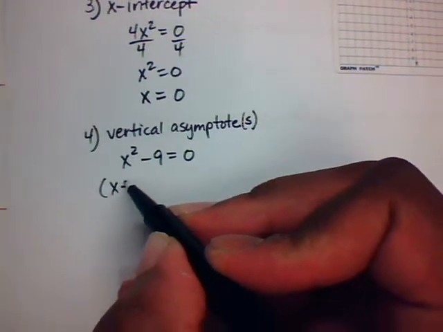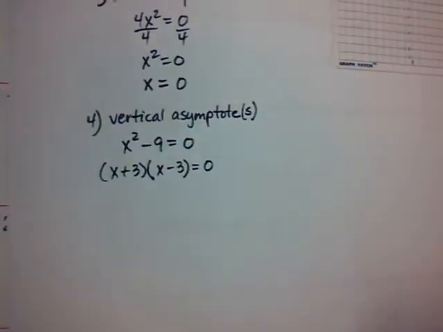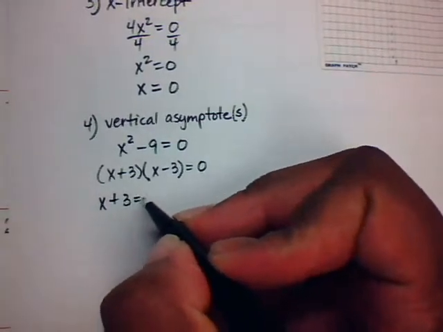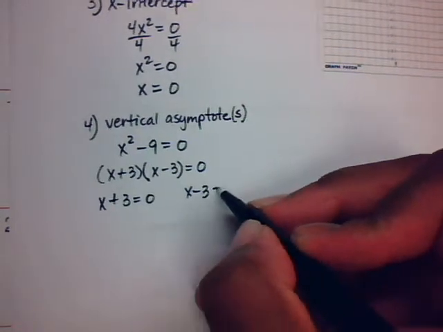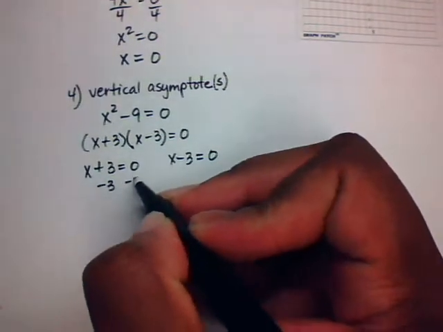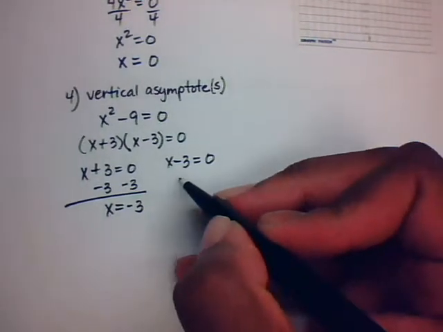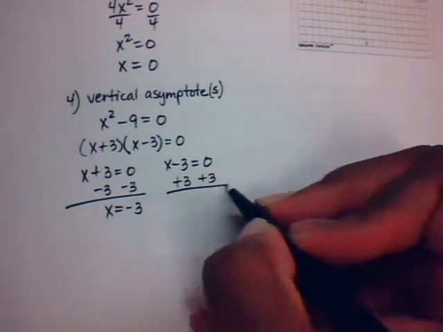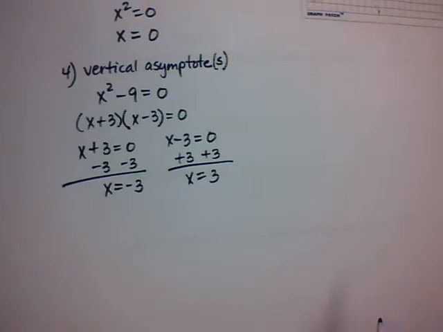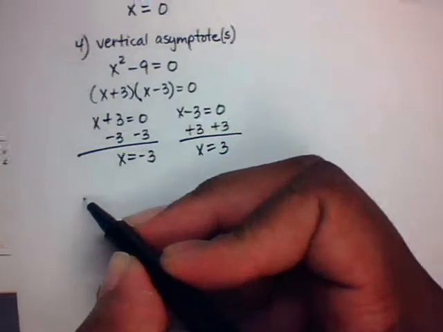Okay, we can factor this into x plus 3 times x minus 3 equal to 0, and then set each binomial factor equal to 0. So you have x plus 3 equal to 0, x minus 3 equal to 0, and then solve for x. So here, for x plus 3 equal to 0, you have x is equal to negative 3, and for x minus 3 equal to 0, you'll have x is equal to positive 3. So negative 3 and positive 3 are my vertical asymptotes for this rational function.